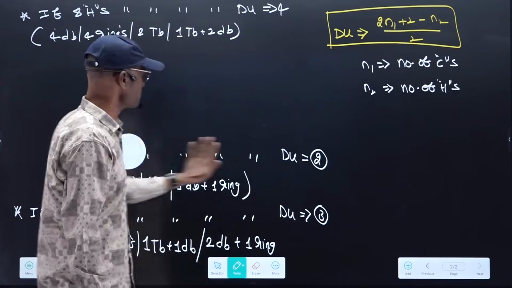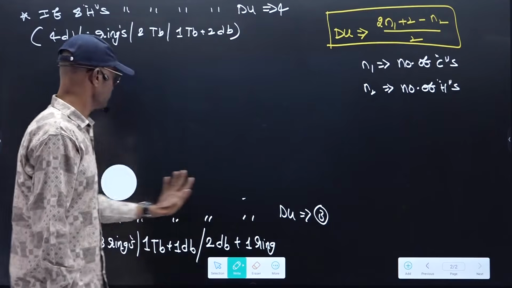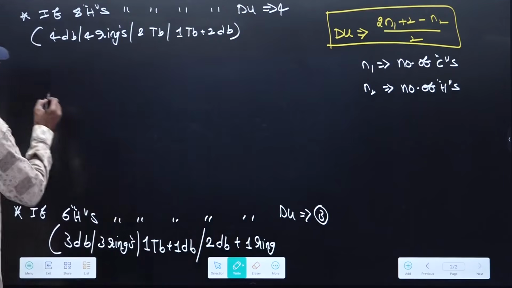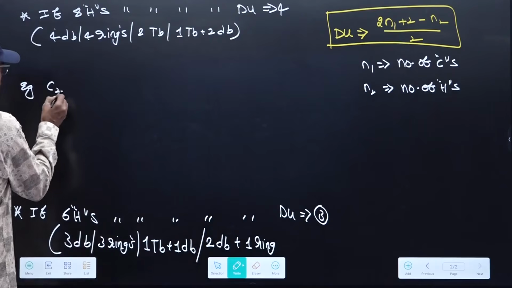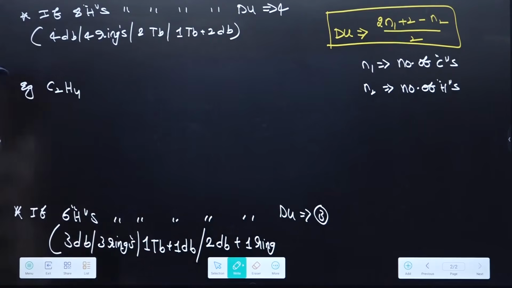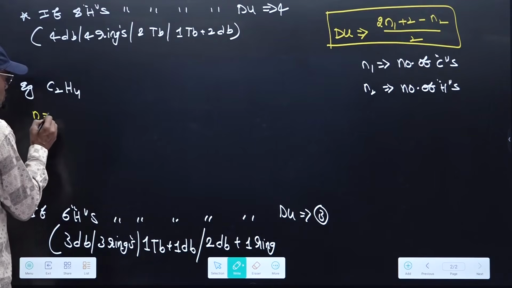So one example I will explain. See this, this is C2H4. Right? How to use DU I will explain. Two formulas I will explain. In this molecule, how many carbons are present? 2 carbons. So can I say n is equal to 2?